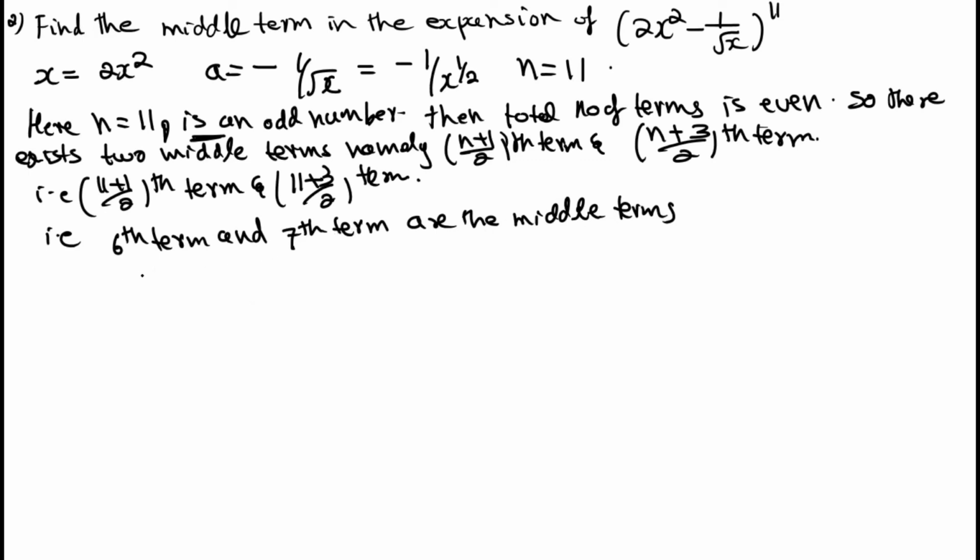How to calculate the sixth term? Using the T(r plus 1) formula, you need to calculate the sixth term, and similarly the seventh term. See, whenever the index is odd, two middle terms are there. Suppose one middle term is the fifth term, then the other middle term is the sixth term, right? Suppose the third term is one middle term, then the next middle term is the fourth term, in case the index is an odd number. Okay, so now calculate the values.